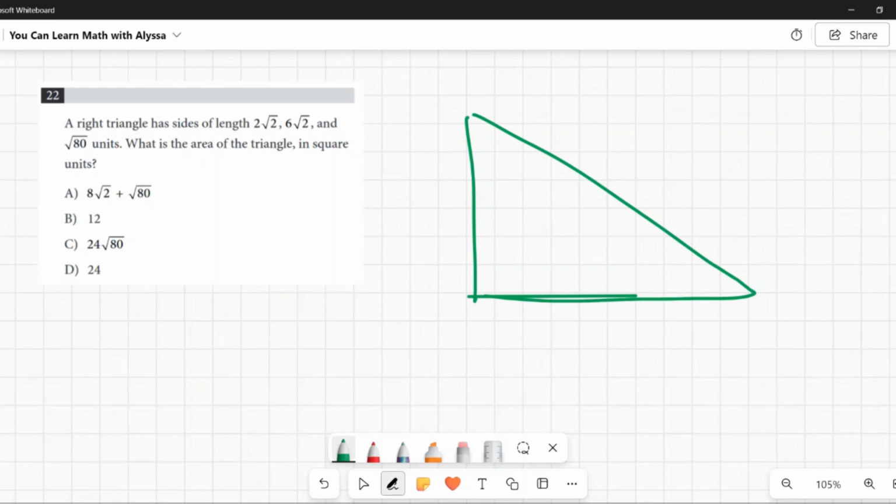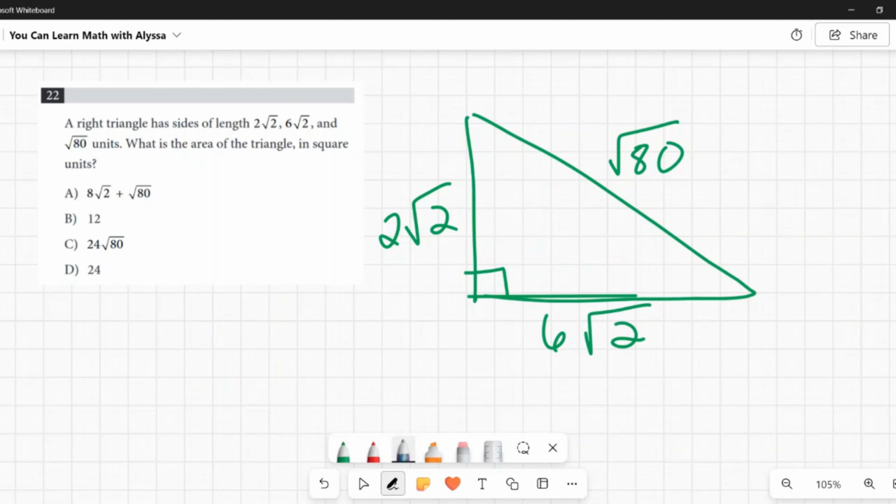I don't expect anyone to know just off the top of their head which would be the longest. We're going to jump ahead and assume you've done this in your calculator and you've realized that the square root of 80 is the hypotenuse. So that's going to be out here. And then our two legs, I have not drawn this to scale, are 2 square root of 2 and 6 square root of 2. And it is a right triangle. Because it's a right triangle, I can do 1/2 base times height, and the two legs are the base and the height. Always. So that makes things nice and easier.